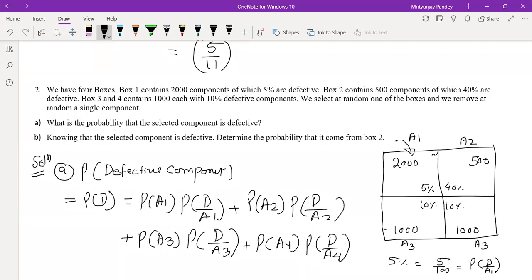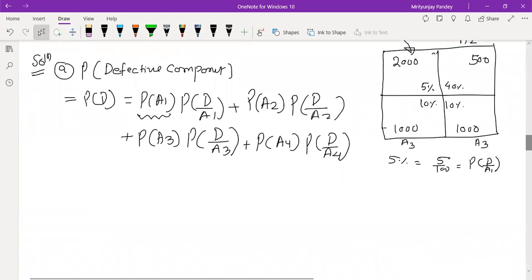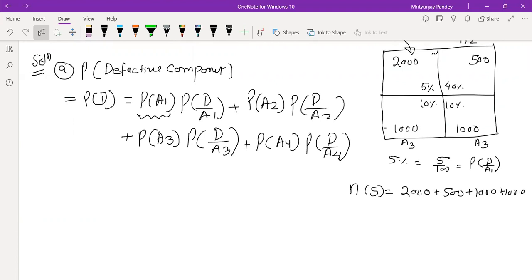But what about the probability of box A1? Here you can't write probability of box A1 is 1/4, 1/4, 1/4 like that, because here the number of components is given in box 1. So if you want to find the probability of box A1, you have to add all components. So that is n of S. So number of components in all boxes, that is 2000, 500, 1000 plus 1000. So how many components? That is 4500.